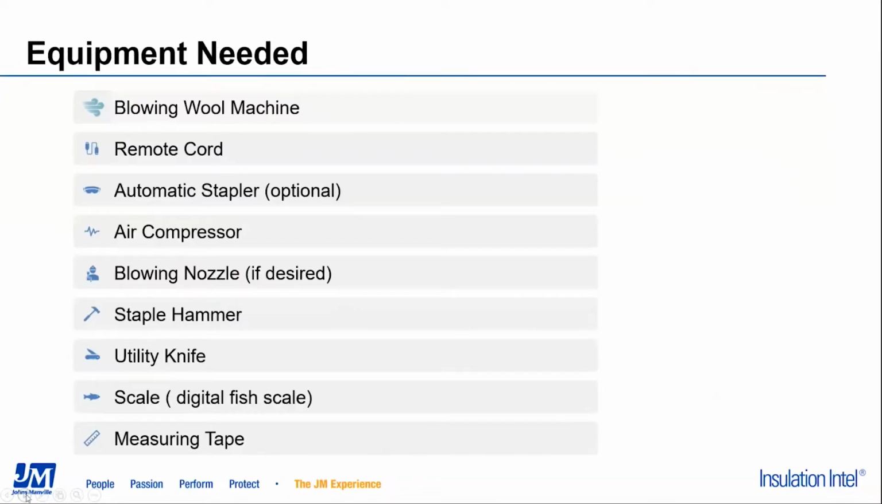Some of the equipment needed. We'll need a blowing wool machine, a stapler. Normally this is an automatic stapler, air compressor, staple hammer, utility knife, a scale, usually a digital fish scale works the best, a measuring tape, and a blowing nozzle if desired.